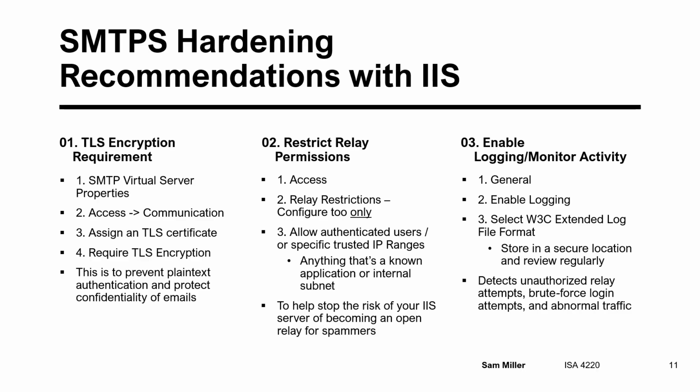Second of all, we're going to restrict relay permissions, ensuring only authenticated users or trusted internal IPs can send mail, and prevent spam relay through making sure that this is configured properly. We don't want our server to become an open relay for spammers at all. That's not good. And then third of all, we are going to enable logging and monitoring, allowing us to detect brute force attempts, unauthorized relays, and abnormal traffic patterns. These controls can help significantly improve the resilience of our Windows mail service.